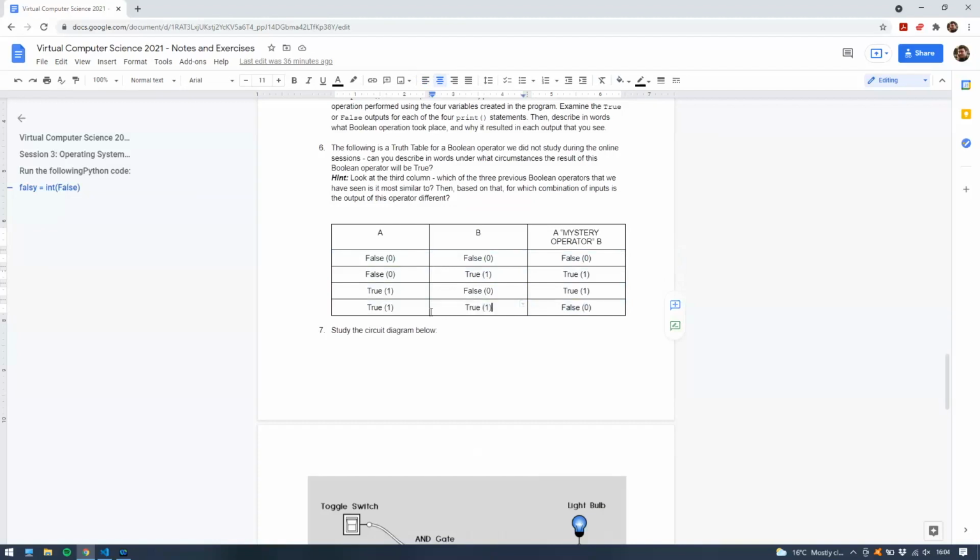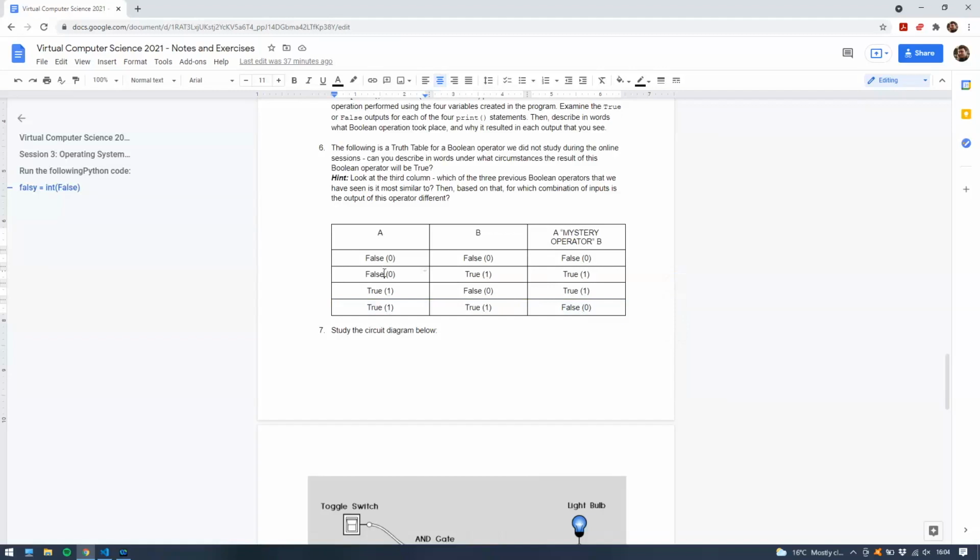There's only one difference, and it's this one here, the last row. True or true would be true, but we've got true mystery operator true giving false. So this is exactly like the OR operator, except that when both values are true, we get a false value. So it's one or the other, but not both, that gives you true. These are both true, so we get a false. That's the secret here. It's what we call one or the other, but not both.